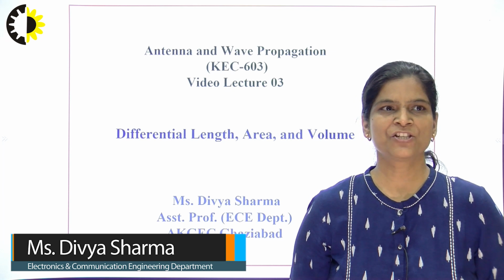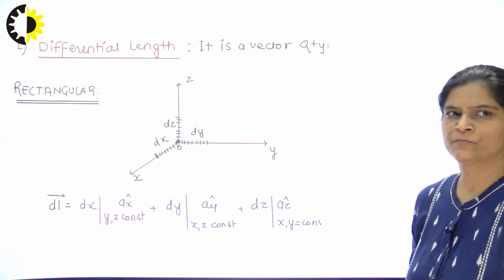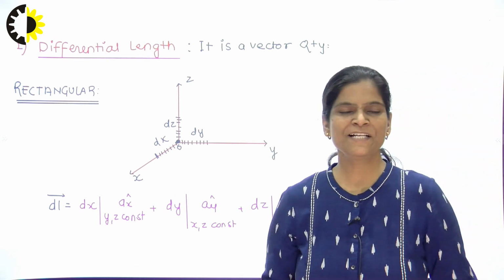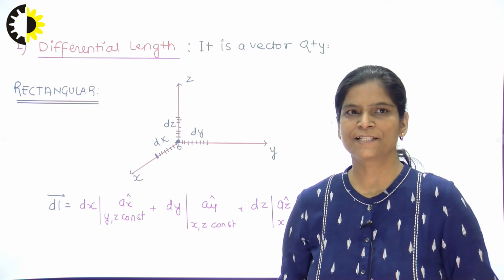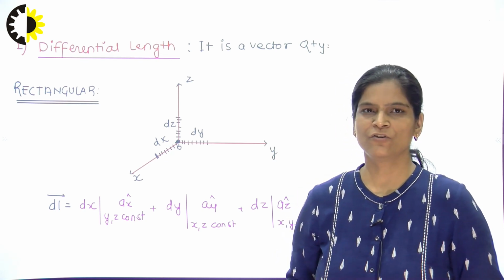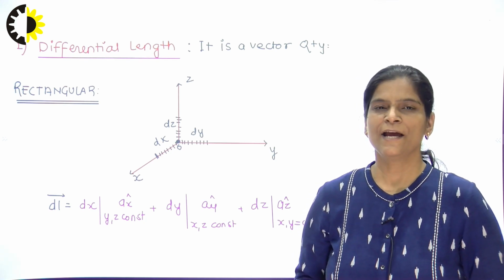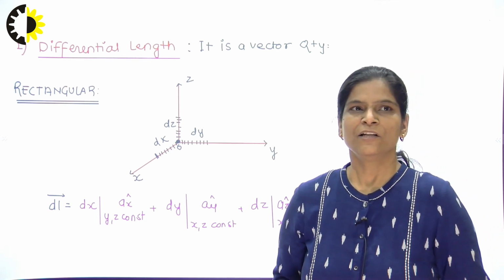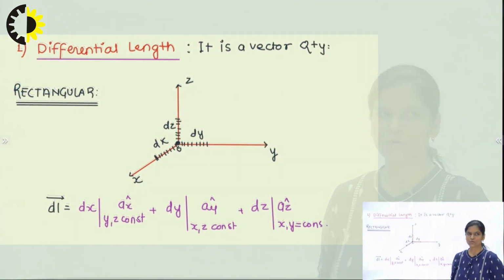My today's lecture is on differential length, area and volume. In the previous videos, we have already discussed what vector quantities and scalar quantities are, what Cartesian, cylindrical and spherical coordinates are, and their transformations. Now today we will discuss differential length. First, it is a vector quantity.